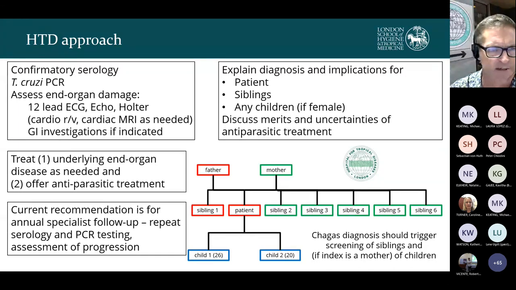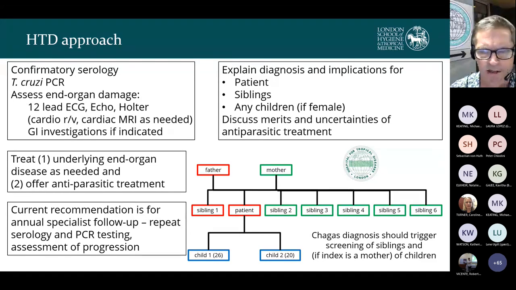And in anybody who's seropositive, we'll then go on and do a T. cruzi PCR, which is a test we've really only been doing for a few years. More importantly, I think, is assessing end organ damage and managing that. Because this is a disease that can cause quite significant cardiac disease, we'll do a 12-lead ECG, echocardiogram and Holter monitoring on everybody at baseline, regardless of whether they have symptoms, regardless of whether their 12-lead ECG is normal. That's to detect subtle, early changes, and indeed rhythm disturbances and conduction defects that occur over time and may occur silently.